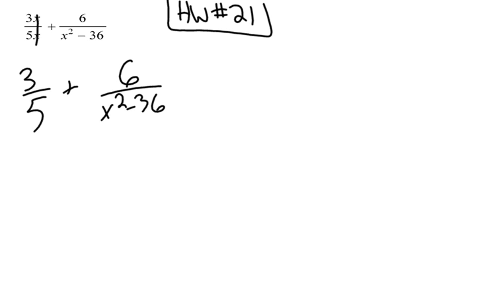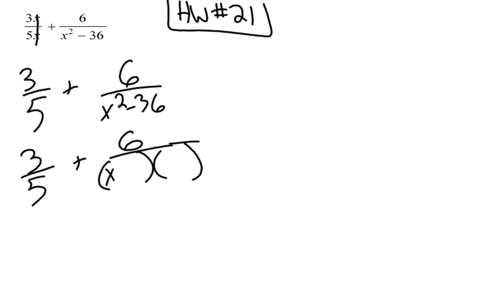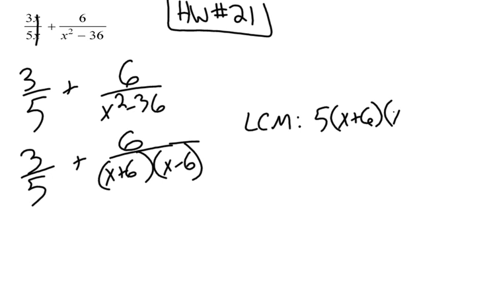Now that we simplified each rational expression, let's factor, let's find our LCM. Cannot simplify or factor the first. The second, x squared minus 36, that's a difference of perfect squares: x plus 6, x minus 6. Okay, now that everything's factored, we have to look for that LCM, that least common multiple. Well, we have 5, we have x plus 6, we have x minus 6. We combine all 3 of those factors for our LCM. So 5 times x plus 6 times x minus 6.